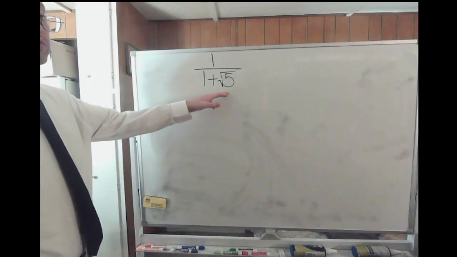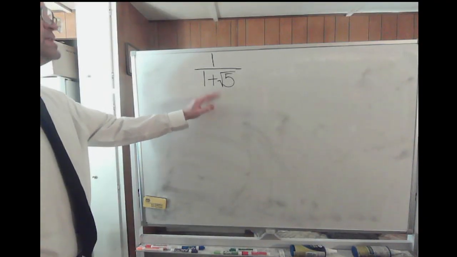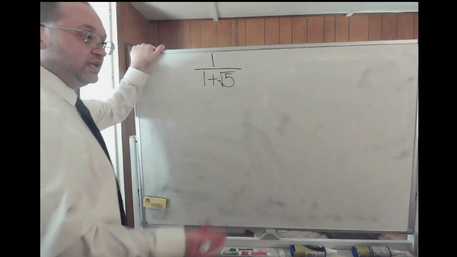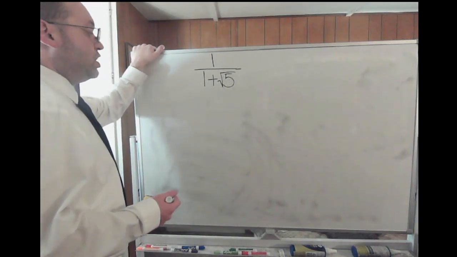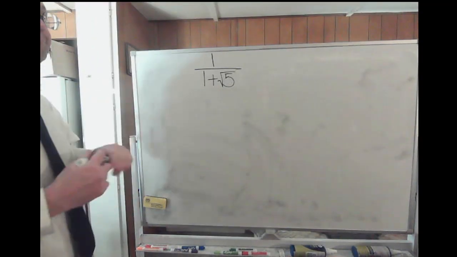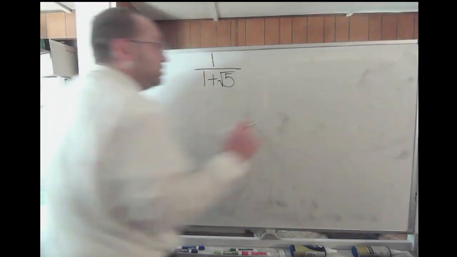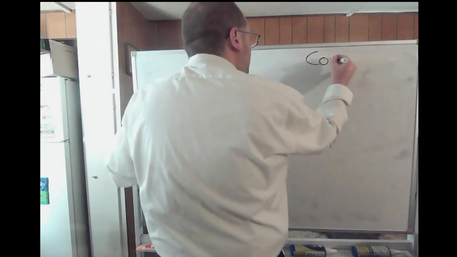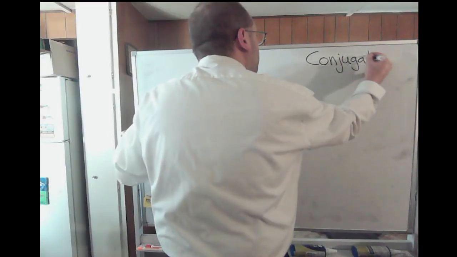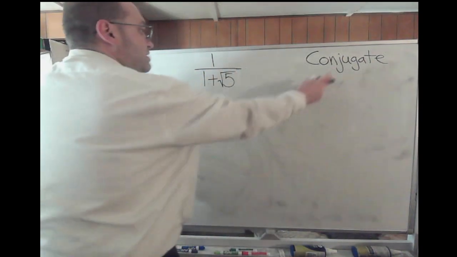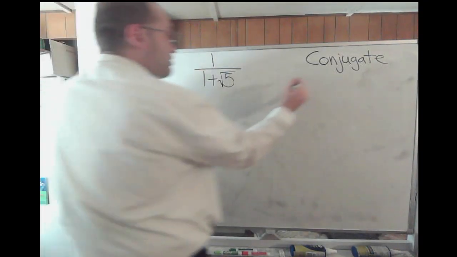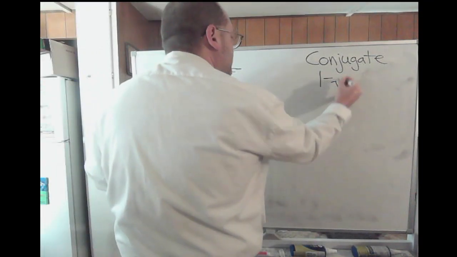Well, we have a square root in the denominator. We don't want that. We still have to rationalize the denominator. But how do you rationalize the denominator when you have a number plus or minus the square root? You're going to multiply it by what's called its conjugate. So there's the word conjugate. The conjugate of 1 plus the square root of 5 would be 1 minus the square root of 5.